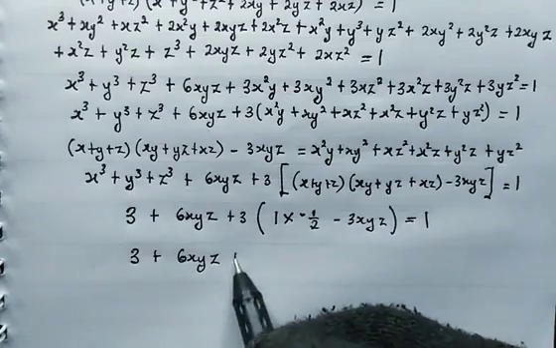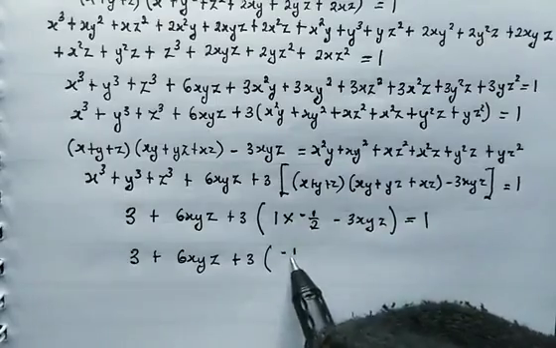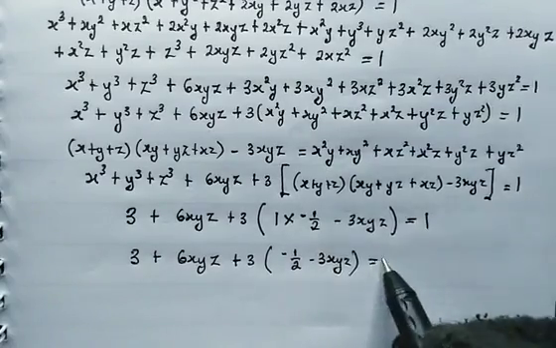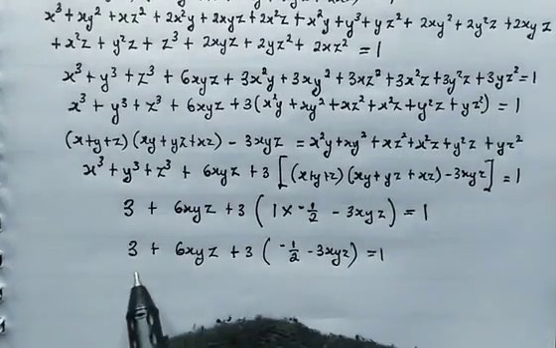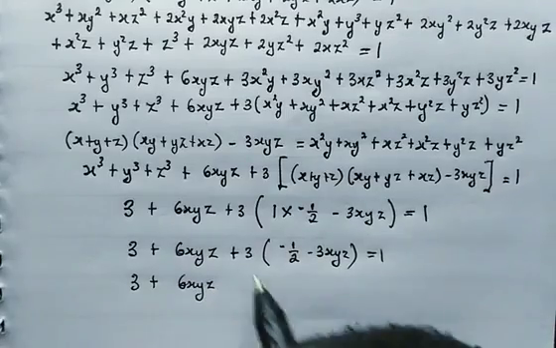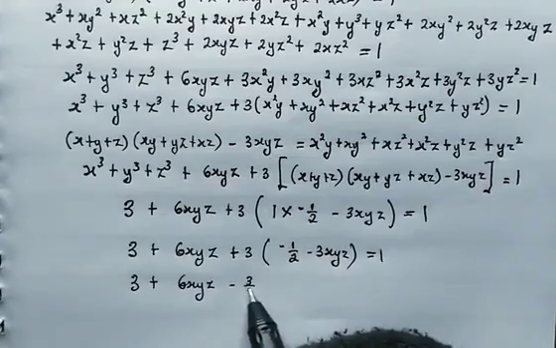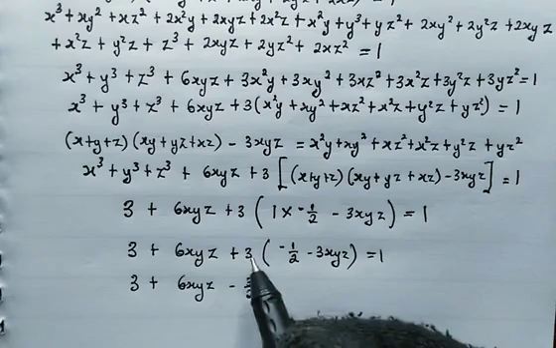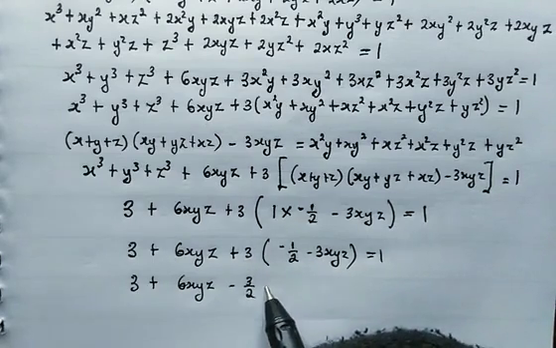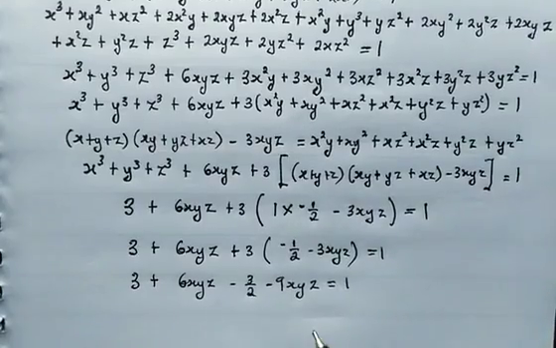Okay, so from here we just need to do a little bit of simplification. We have plus 3 into bracket. Here this is going to be negative 1/2 minus 3xyz. This equals 1. And from here 3 plus 6xyz plus 3 times negative 1/2 will give us negative 3/2. Then here plus 3 times negative 3xyz will give us negative 9xyz, which is equal to 1.